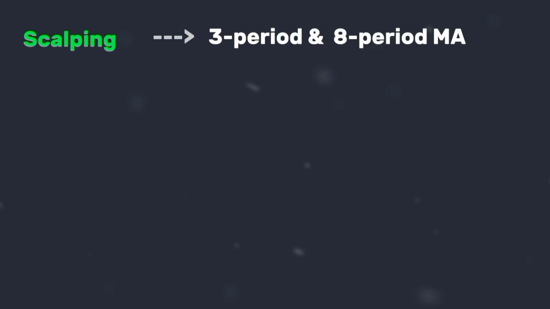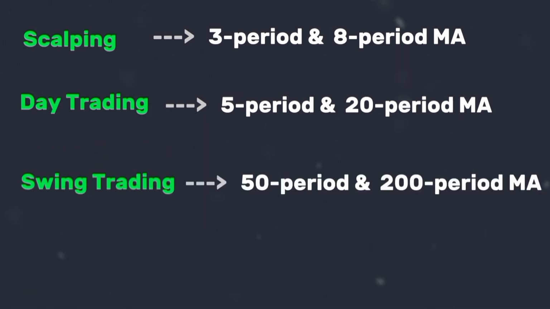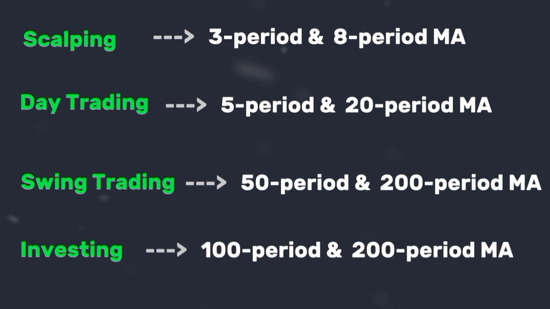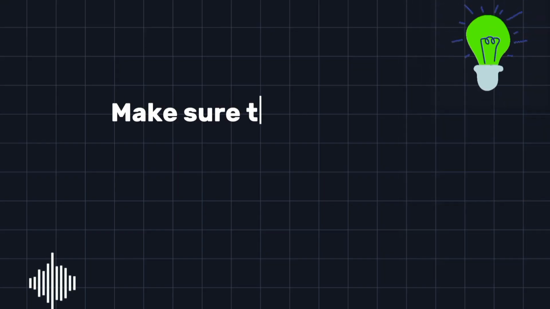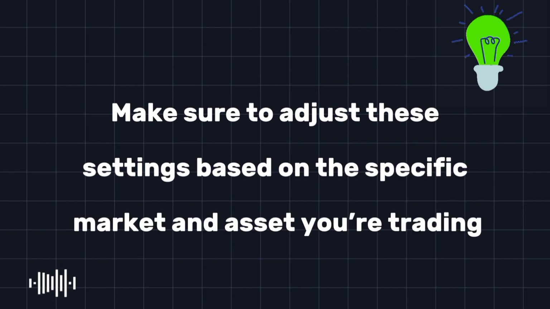For scalping, 3-period and 8-period moving averages. For day trading, 5-period and 20-period moving averages. For swing trading, 50-period and 200-period moving averages. For long-term investing, 100-period and 200-period moving averages. Make sure to adjust these settings based on the specific market and asset you're trading.